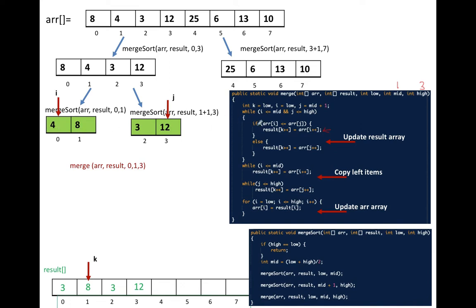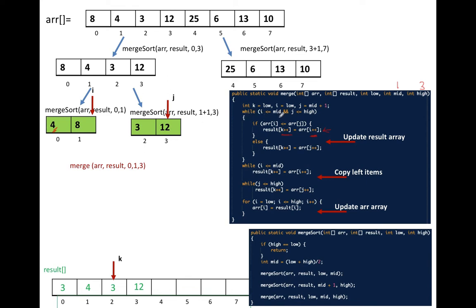Array of i is 4, we update that into this result. So previously here we have 8, now we update that with 4, that is this number, and correspondingly we increment the value of k and increment the value of i. So these two operations happen, and then we again check the value at this while loop.